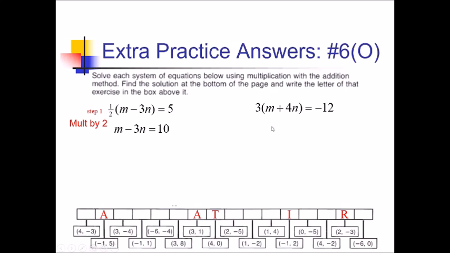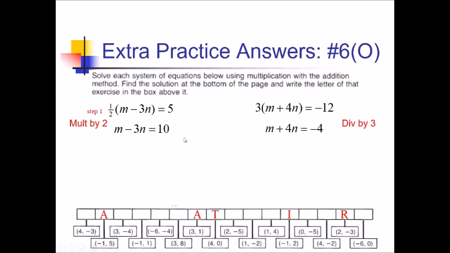Over on the right side now, I could distribute this 3, and that wouldn't be completely horrible, but I noticed that -12 is divisible by 3. So I'm going to get really fancy here and just divide this whole equation by 3. 3 divided by 3 cancels that out on the left side, so we've got m plus 4n just all alone, and then -12 divided by 3 is going to be -4.